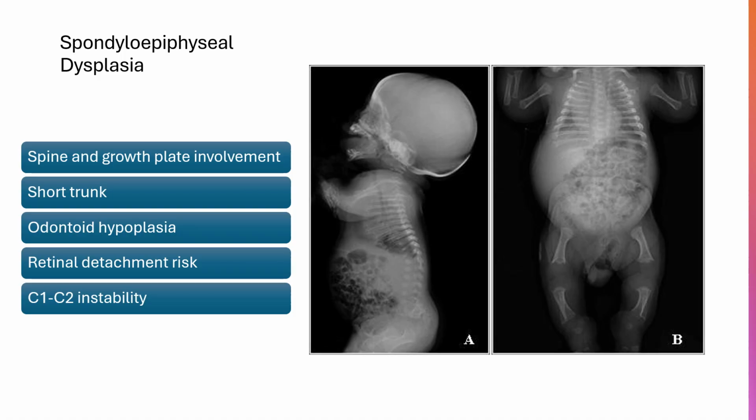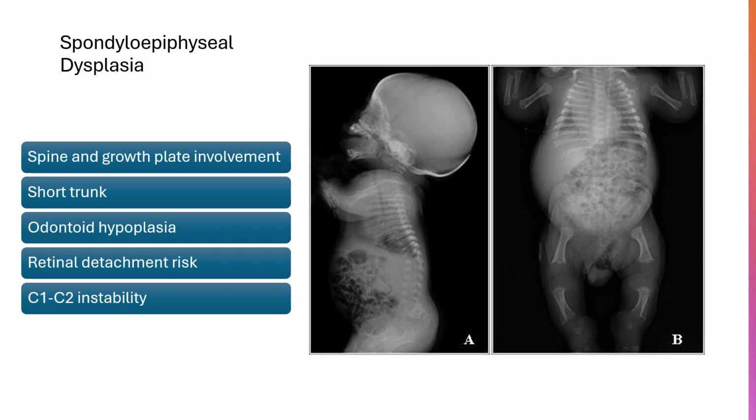Now, let me walk you through spondyloepiphyseal dysplasia by breaking down its name, which actually provides a roadmap for understanding this condition. Spondylo refers to the spine, epiphyseal indicates the growth plates, and dysplasia means abnormal development. This terminology tells us immediately that we're dealing with a condition that primarily affects two critical components of the growing skeleton. Think about why this combination proves so significant clinically.